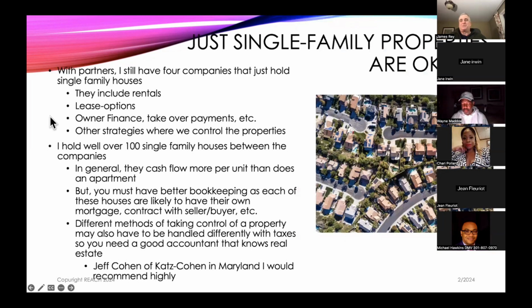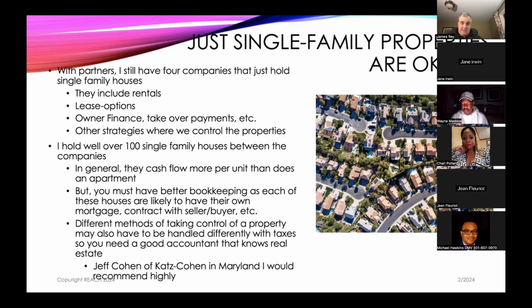All right, so this is what I told you guys about. This is Nicole's presentation, right? Nicole still has 4 companies that just hold single family houses. So this is what's wonderful about the other company, about the Academy, right? Every one of these strategies is lined up in a different class, and she's kind of proof in the pudding, right? And so are Sharon and Jane, right?